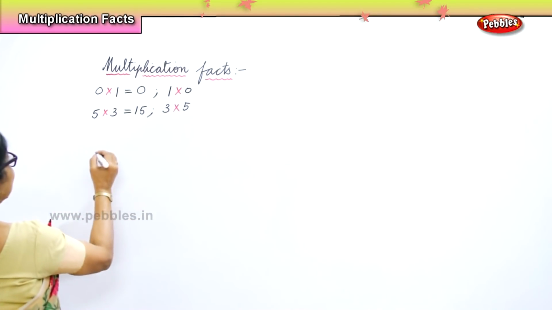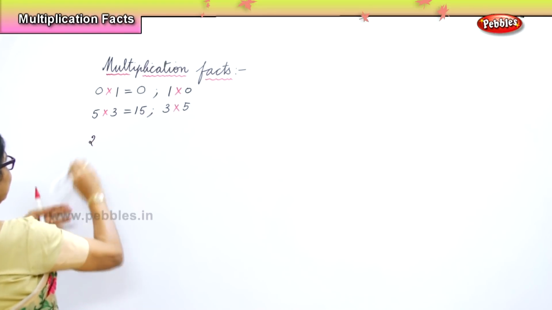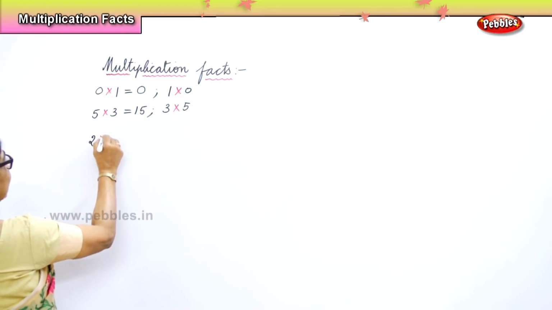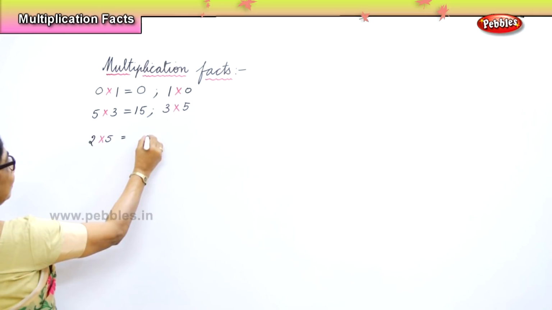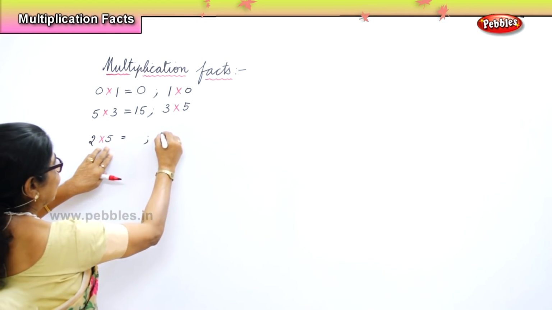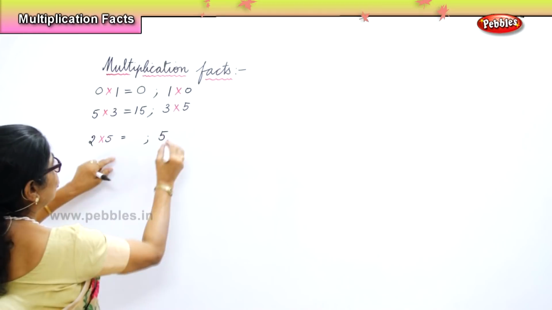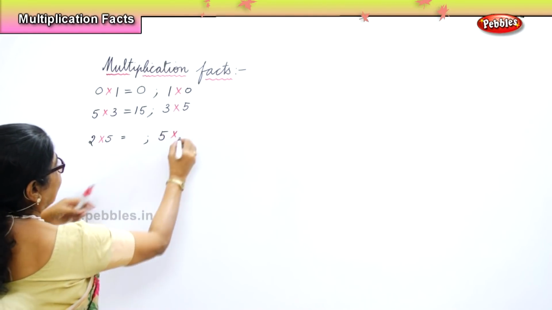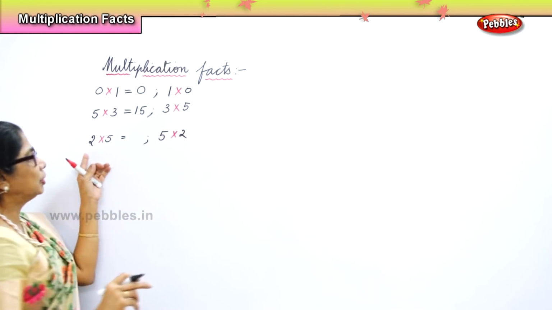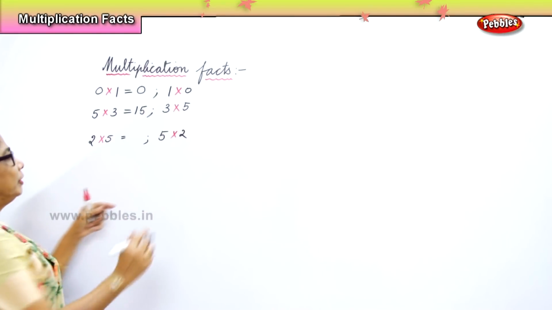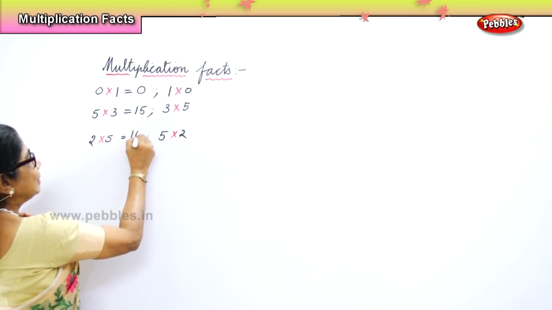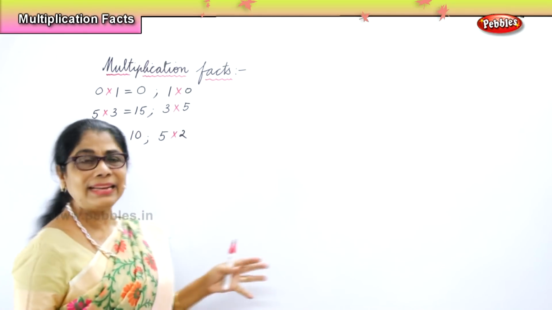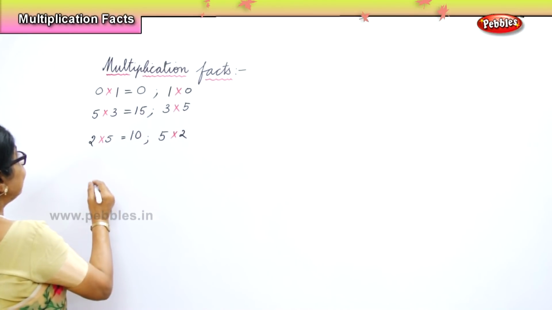we will do 2. What is 2 into 5? 2 into 5 is the same as 5 into 2. The same answer. What is the answer? 5 2s are 10. 2 5s are 10. Alright, that is called multiplication fact.